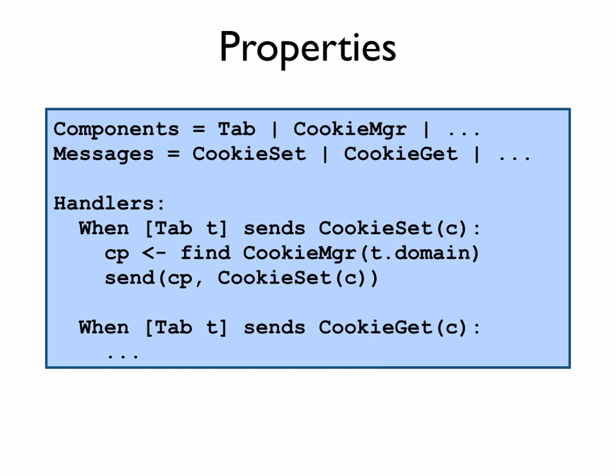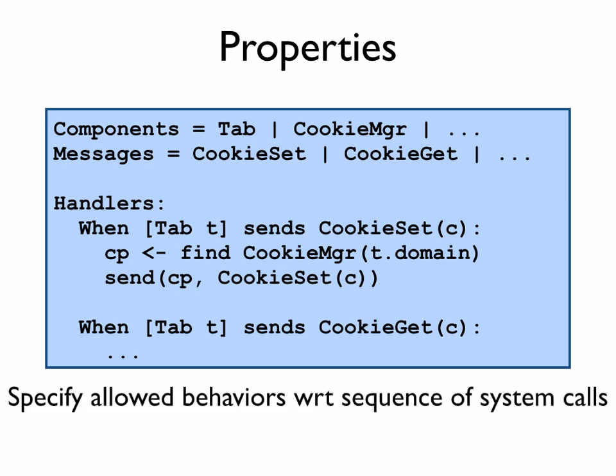So now what you have on your screen is all that a user has to write to implement the kernel of a web browser. Now how does a user specify the properties that this kernel should satisfy? That is, how does a user specify the allowed behaviors of this kernel? Well, in the case of reactive systems, the user specifies the allowed behaviors with respect to the sequence of system calls that the kernel can make.